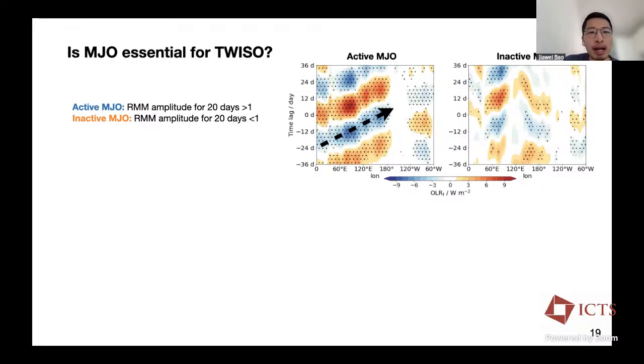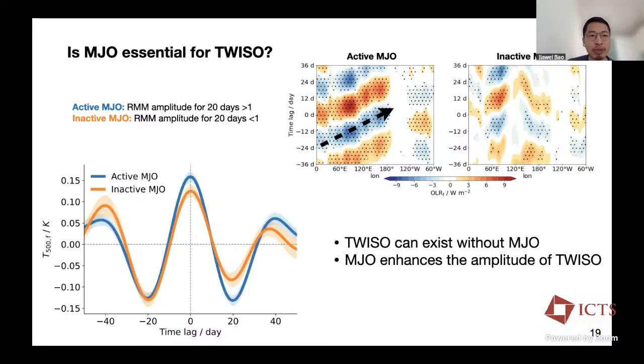Then we look at the TWISO oscillations, the temperature time series, during these two scenarios. What we see is that in both cases, TWISO exists. So that means TWISO can exist without the occurrence of the MJO. But in the meantime, we also see that the MJO is able to enhance the oscillation amplitude of the TWISO. As you can see, during the active MJO phase, the amplitude of the TWISO oscillation is a bit stronger. But we can conclude here that the MJO is not essential for TWISO.